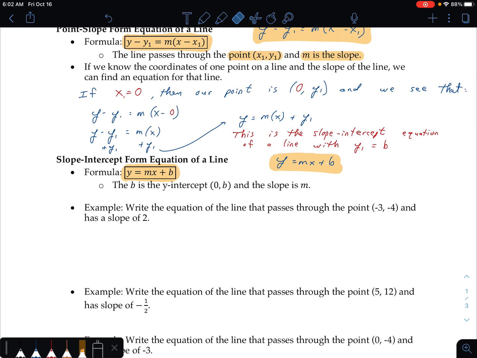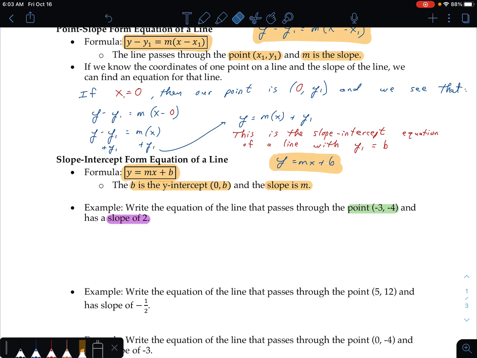All right, so let's look at some examples here. So we write the equation of a line that passes through a given point and the slope. So you can see right away, I have a point, and I have the slope. Oh, sorry, y-intercept. There we go. Y-intercept is 0, comma b, which we know, and my slope is m. So now we have a point in this one, negative 3, negative 4. And then we have our slope, 2.